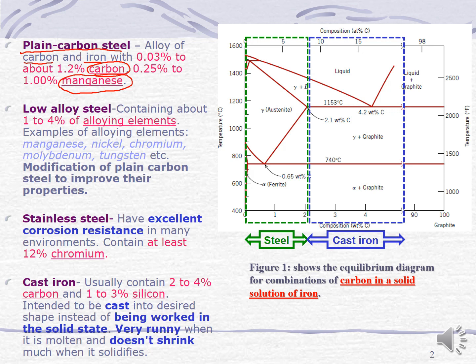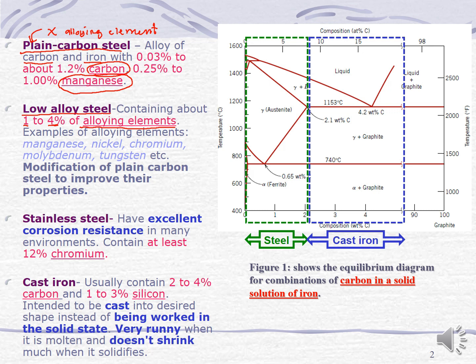For the low alloy steel, it contains about 1 to 4% of alloying element. For plain carbon steel, there are no alloying elements. For the low alloy steel, it consists of a small percentage of alloying elements in the range of 1 to 4%.